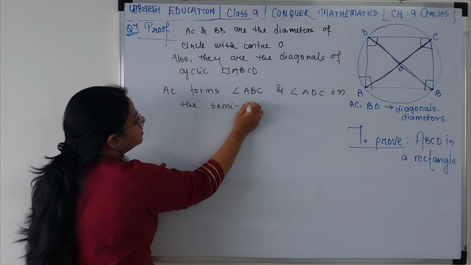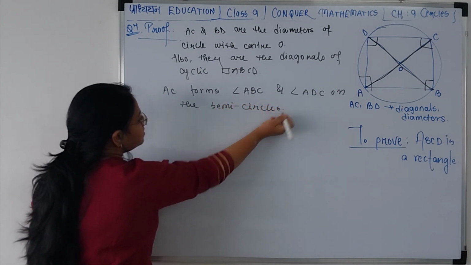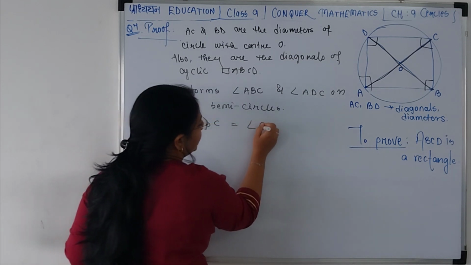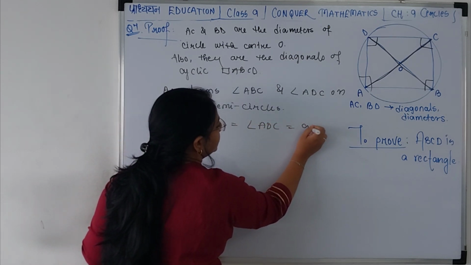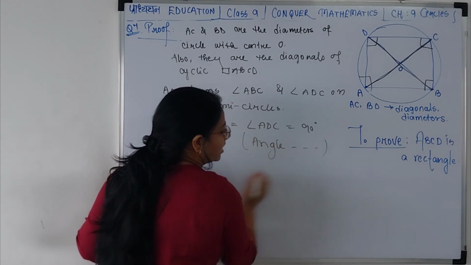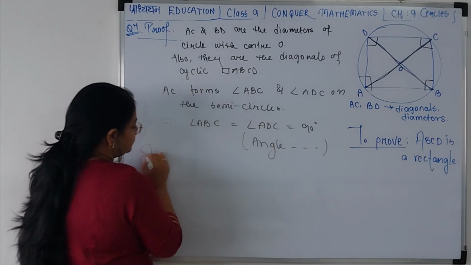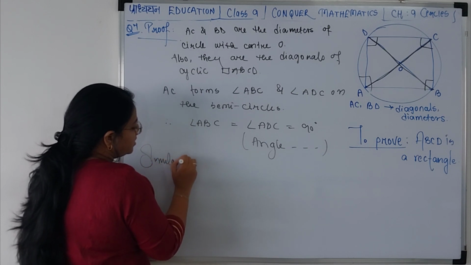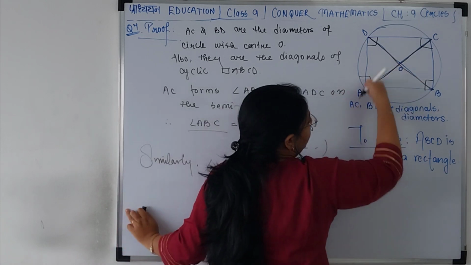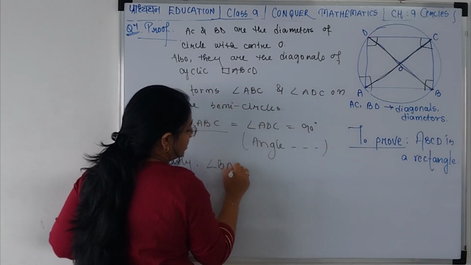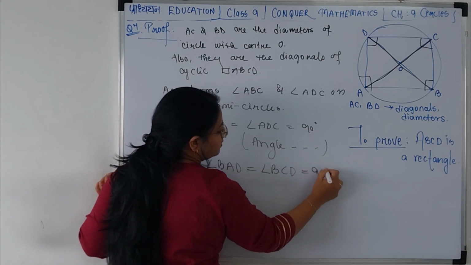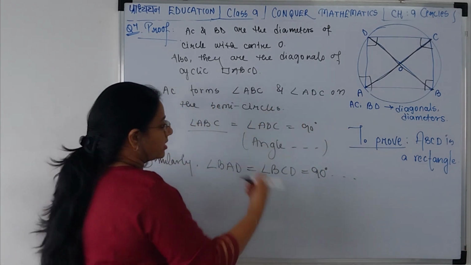Correct? Therefore, I can say angle ABC is equal to angle ADC equal to 90 degrees because angle formed in a semicircle is a right angle. Similarly, you are saying that angle BAD is equal to angle BCD, which is also 90 degrees, angles formed in semicircles.